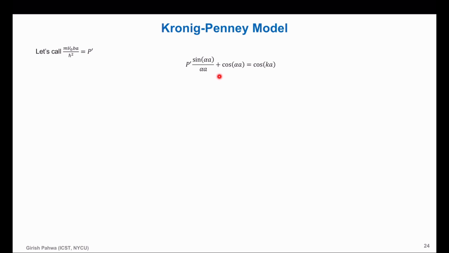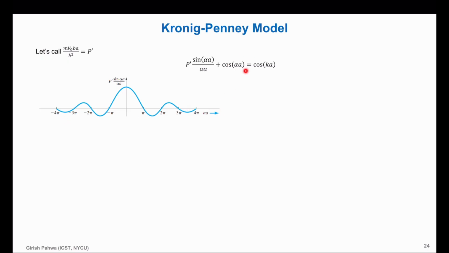Yes, so let's try to plot this term and this term as a function of alpha a. So this term is a sinc function, right? Sin x by x. So how does sin x by x look like? Looks like this. At 0 it is 1, from minus pi to pi it has this slope, and then it will decay on both sides. So that's a sinc function.